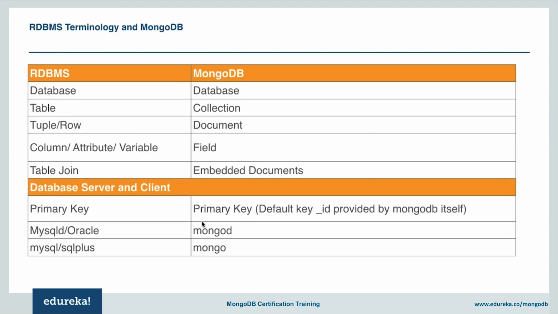If we make a comparison from an RDBMS perspective to Mongo, a database in RDBMS is identical to a database in Mongo. A table in RDBMS is identical to a Mongo collection. The row, the actual record in the RDBMS table, is similar to a document. The columns in RDBMS are similar to fields. The table joins are similar to embedded documents.